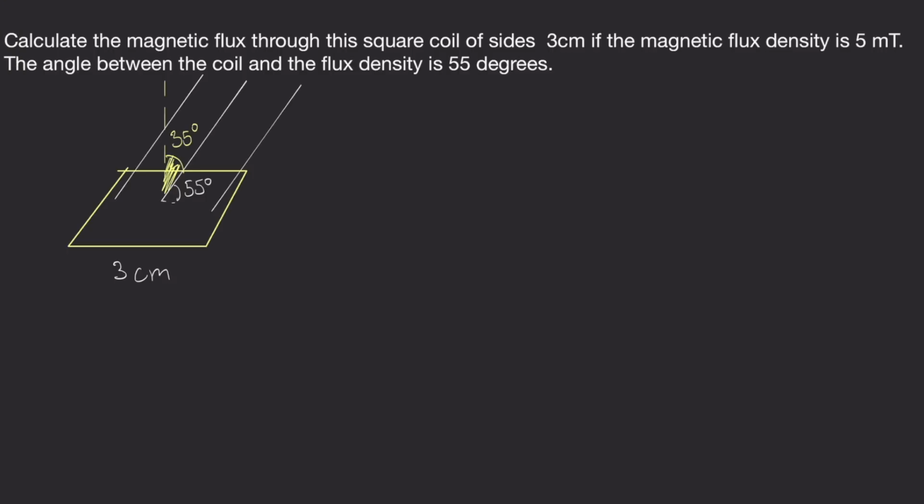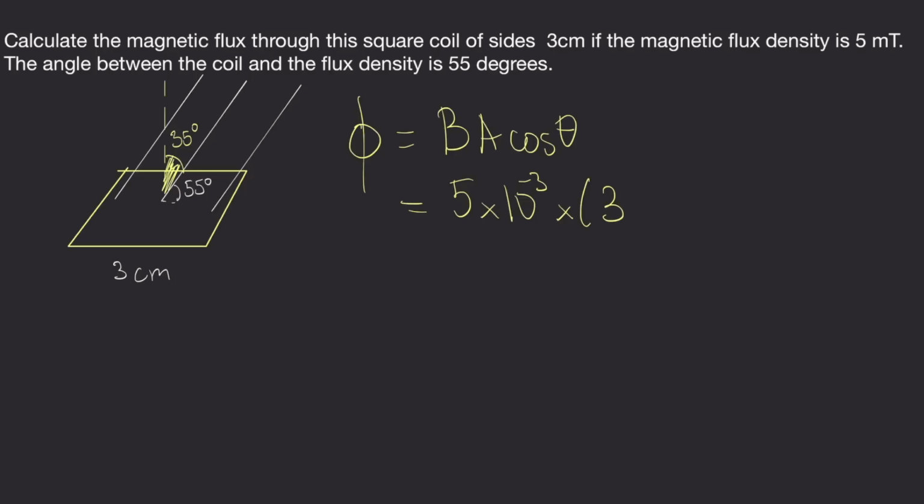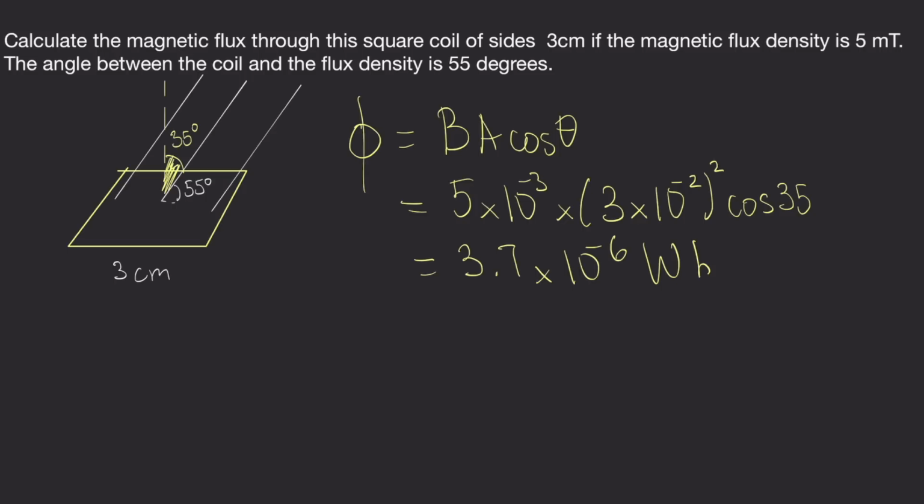And now we are ready to apply our equation. So phi will be given by BA cos of theta. B is 5 times 10 to the power of minus 3. Now our area is going to be 3 by 3 centimeters. Don't forget the units: 3 times 10 to the power of minus 2, all of it squared. Multiply this by cosine of 35. And this here is going to give me around 3.68. So let's call it 3.7 multiplied by 10 to the power of minus 6 Webers.